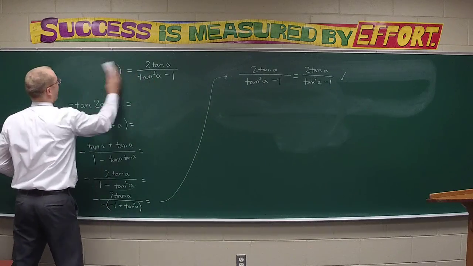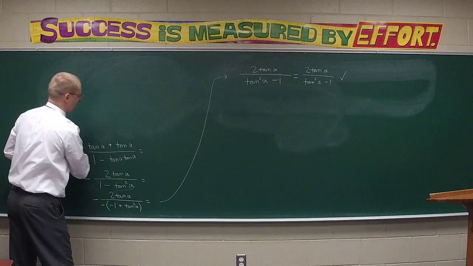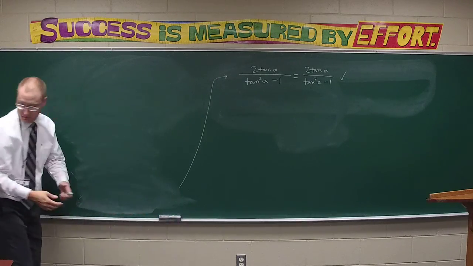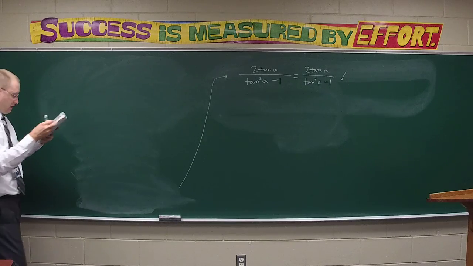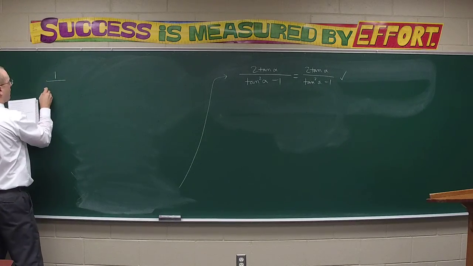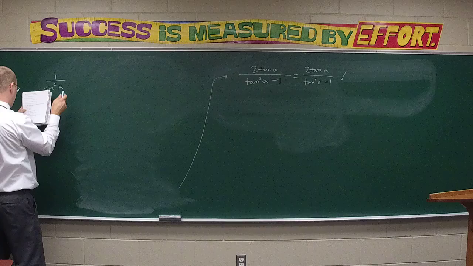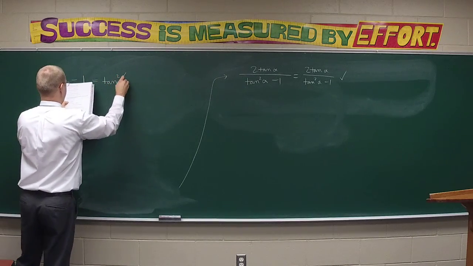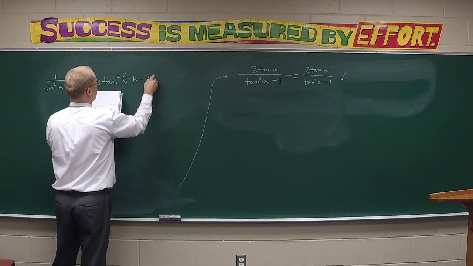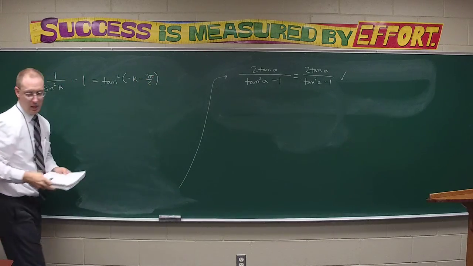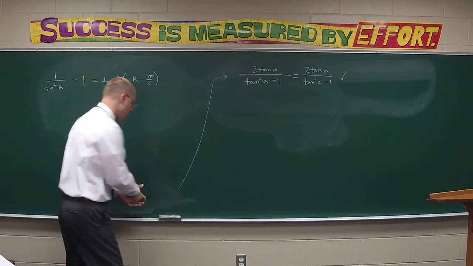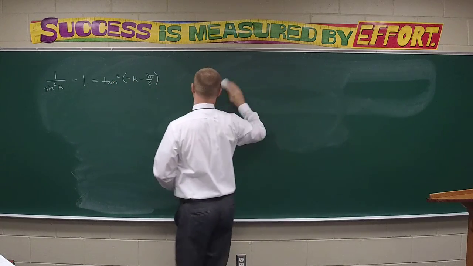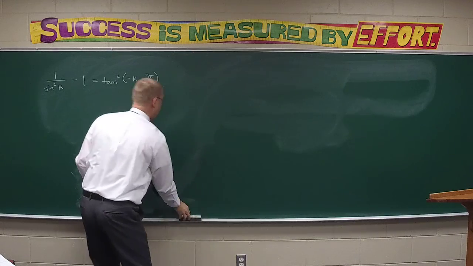All right, let's take a look at number 53 now and see how we did on that verification. Here we had 1 over sine squared kappa minus 1 is equal to the tangent squared of negative kappa negative 3 pi over 2. Let's start with Chris this time. Which side is more complicated? I chose the right side, because there's a sum or difference, but there's an issue with the right-hand side.